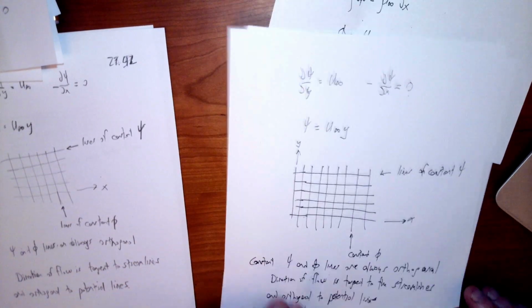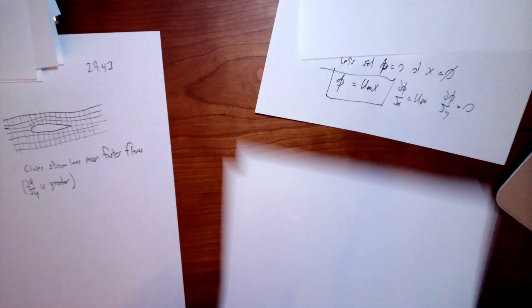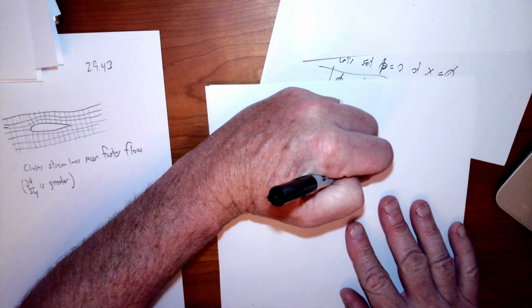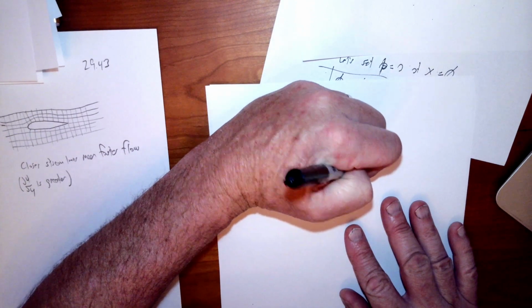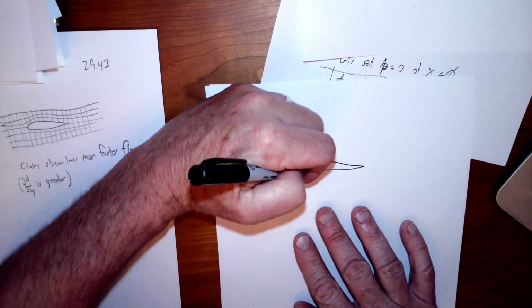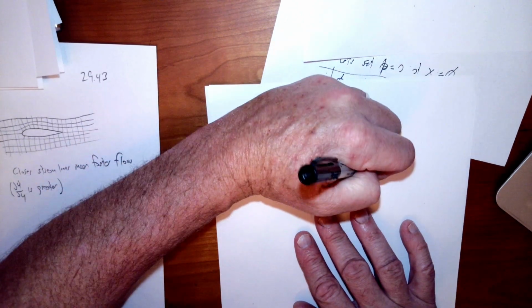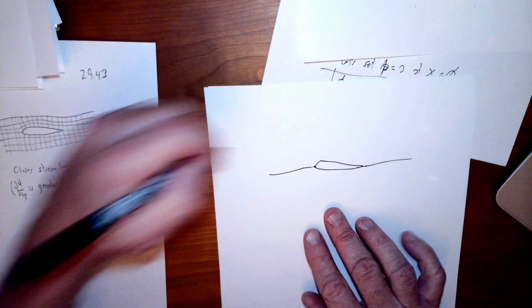So that's that. If we wanted to look at a slightly more interesting case, we could try to draw the streamlines for a situation. So I'll draw a very beautiful airfoil here. Here's my airfoil, and I'm going to draw streamlines first. The streamlines are going to come straight in, hit the airfoil, come straight out the back. That's going to be a stagnation point.